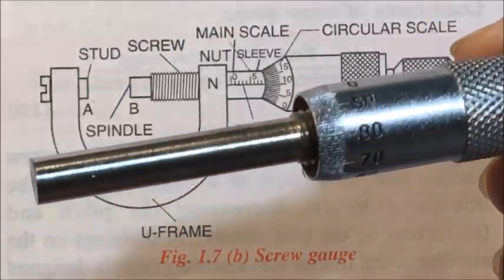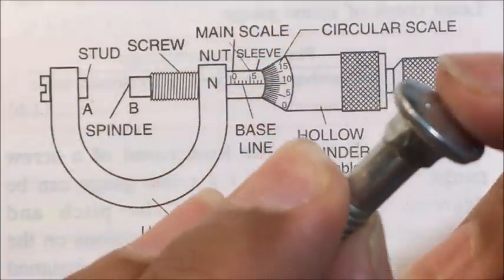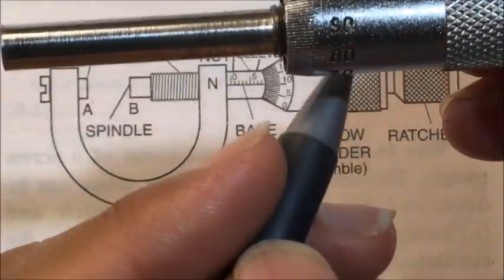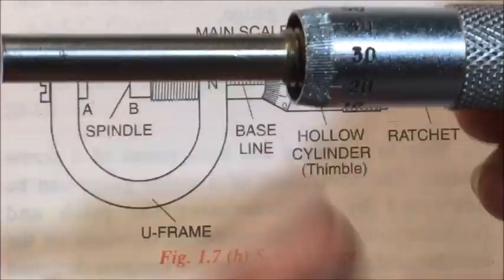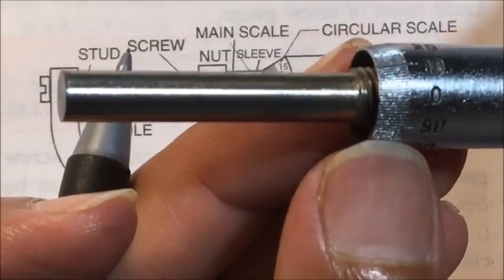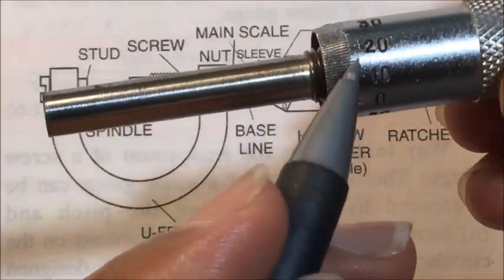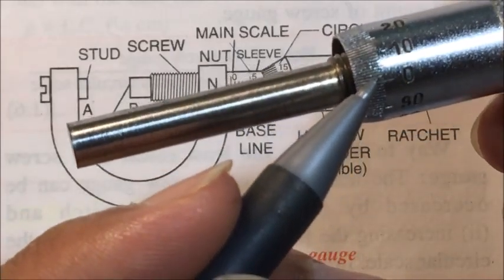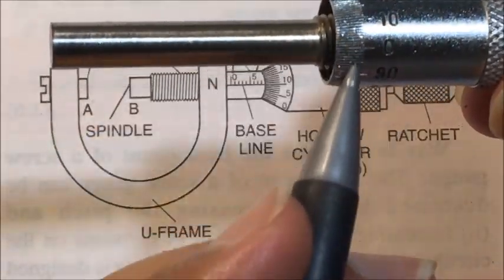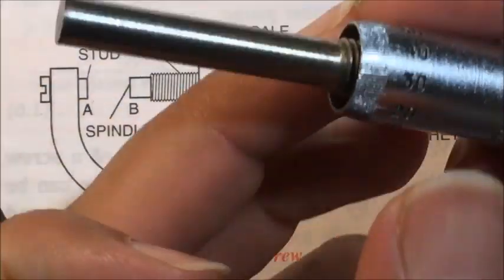This is the screw. You can see the threads inside, and this is the head of the screw. Here we have this hollow cylinder as the head of the screw. We call this hollow cylinder the thimble as well. You can see this hollow cylinder is graduated at equal distances, and it is divided into 100 parts. You can see 0 and 90 up to 100. So this circular scale is divided into 100 equal parts. This is our circular scale, and this hollow cylinder is called the thimble as well.